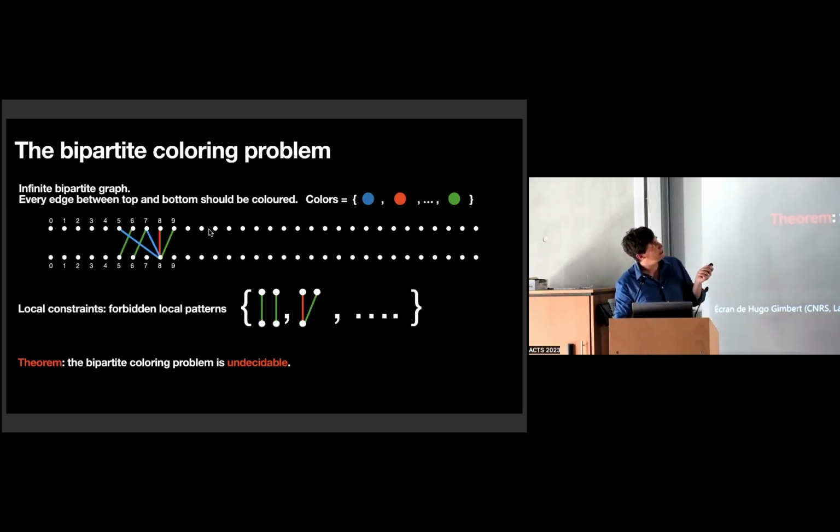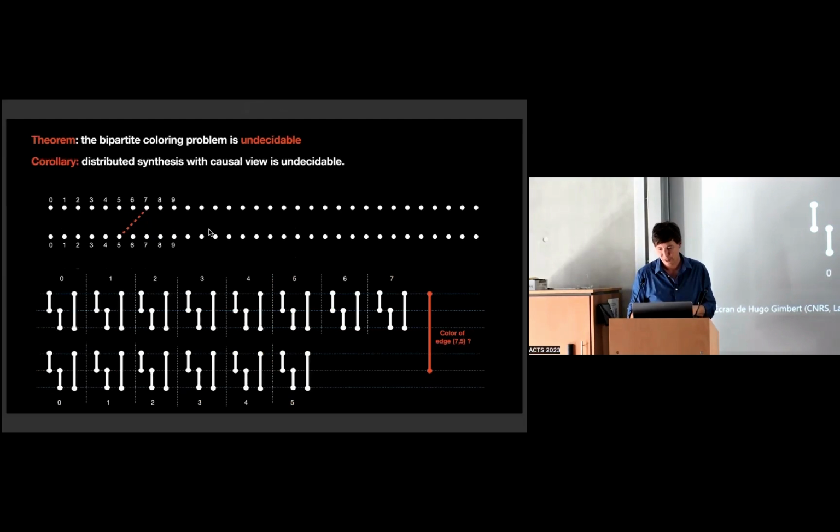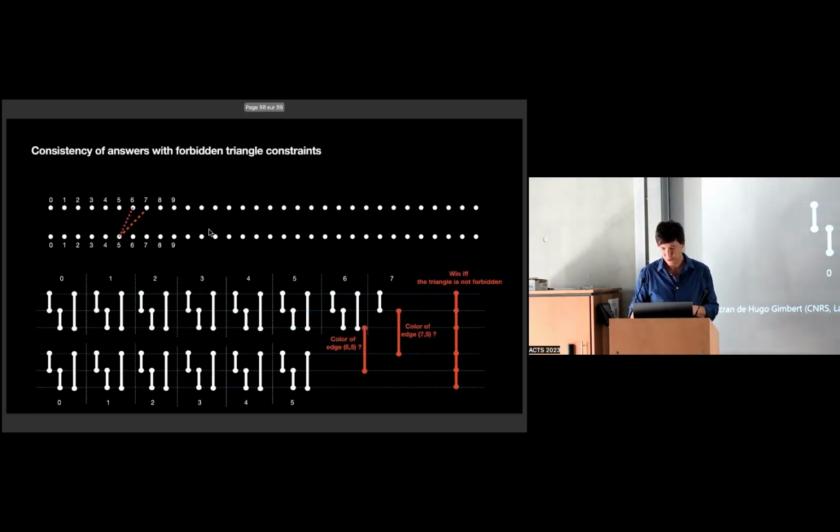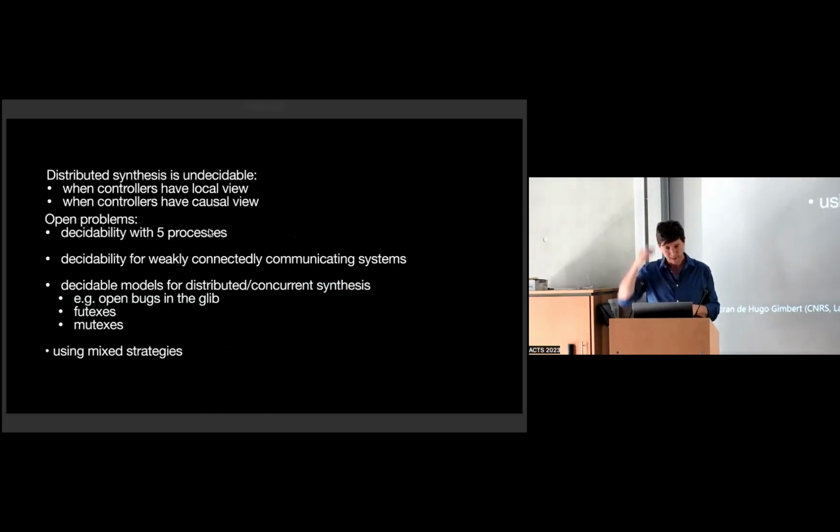Here you can see that it's almost like synchronization of processes. Instead of asking them whether the two lengths are the same, we ask them for the color of the edge. So what is the color of edge 7, 5? Because this guy has done 7, this guy has done 5. They have to answer the right color. They are checked for consistency, and in the end, you encode PCP. So this is why it's undecidable.